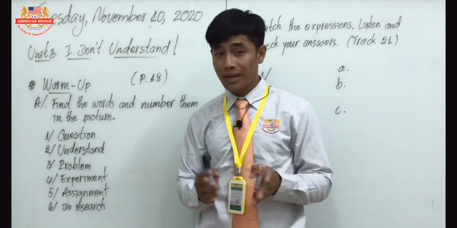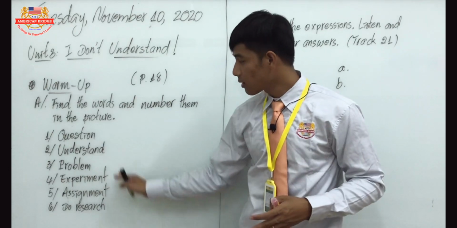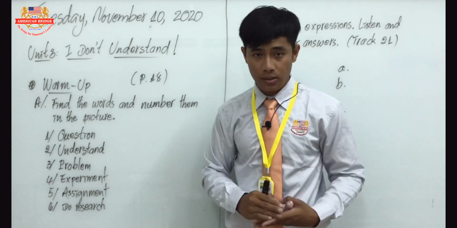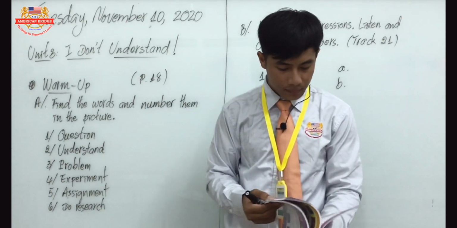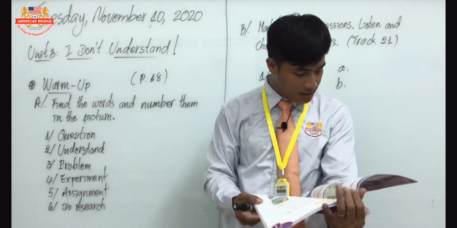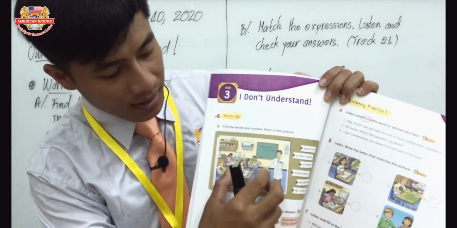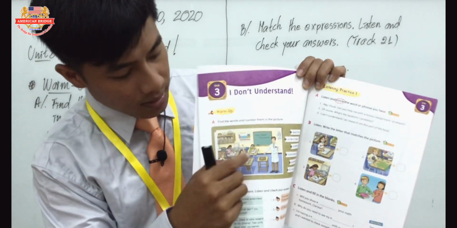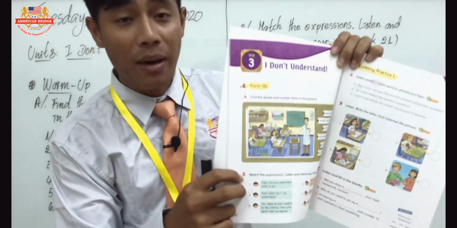So what you have to do in this part, you just find the words. So the words are over here. What you have to do, just number them in the picture. All right. So as you can see, the picture on page 18, right? Over here. So students, you have to number it by your own in this picture. So what we have to do is move to part B.